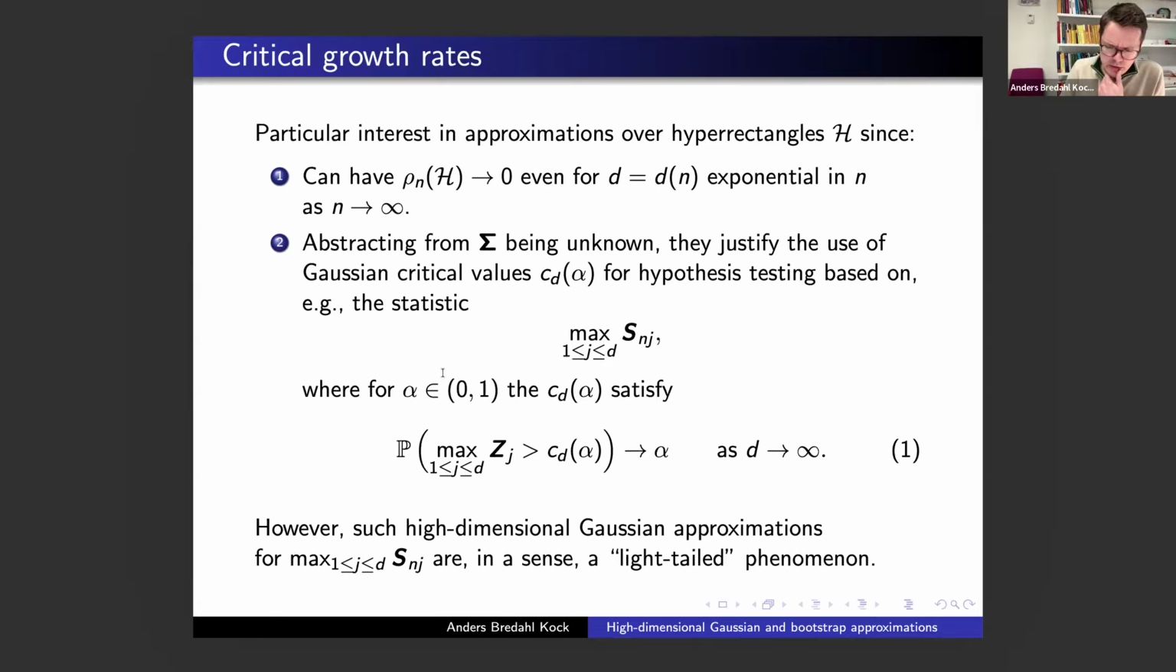However, it turns out that such high-dimensional Gaussian approximations for max-type statistics are, in a sense, a light-tailed phenomenon. By this, I mean the following.